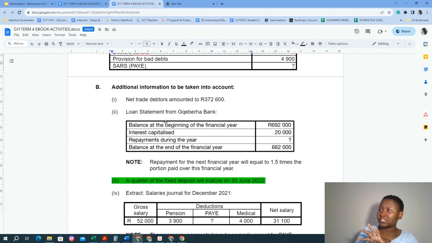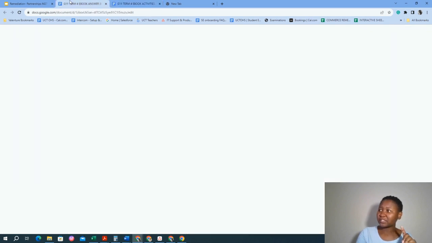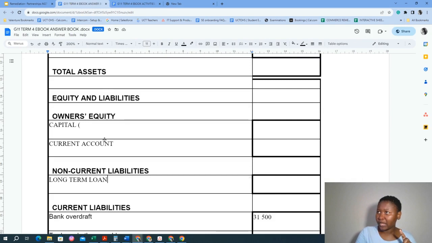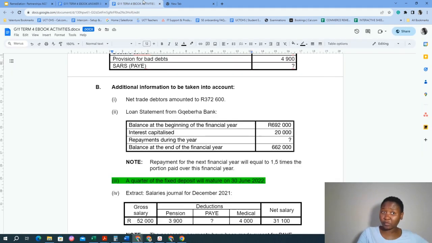So here they've given us information. They say loan statement from Kabeja. And then they say the balance at the beginning of the year is 692,000. So then I would put in the amount. This is at the beginning of the year, so the balance at the beginning, you usually put it there, 692,000. You get it. So when we open our books at the beginning of the year, we were owing 692,000.